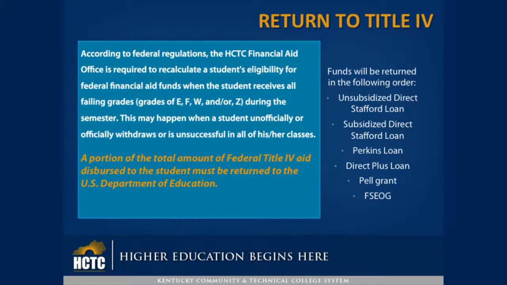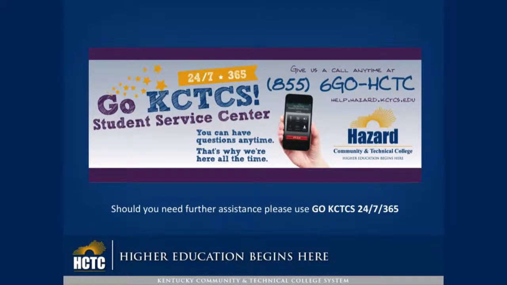Funds will be returned in the following order: unsubsidized Direct Stafford loan, subsidized Direct Stafford loan, Perkins loan, Direct PLUS loan, Pell Grant, FSEOG.